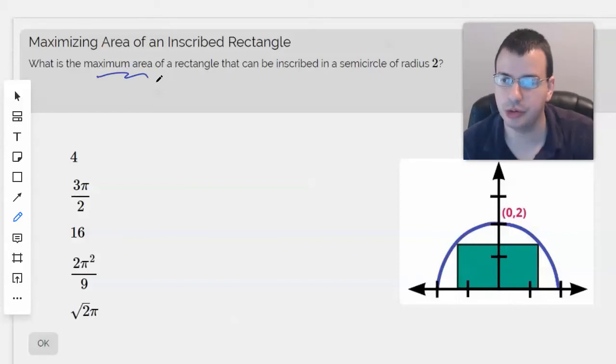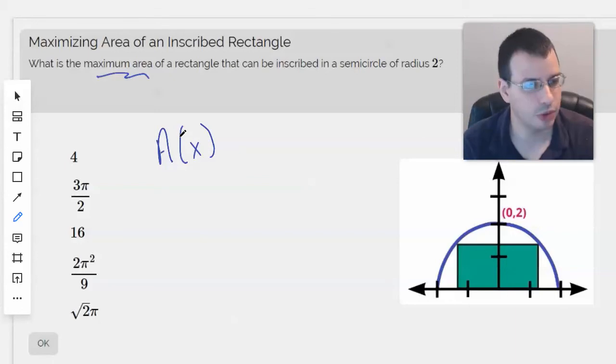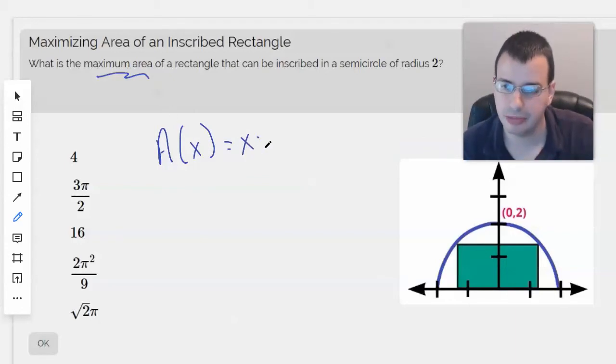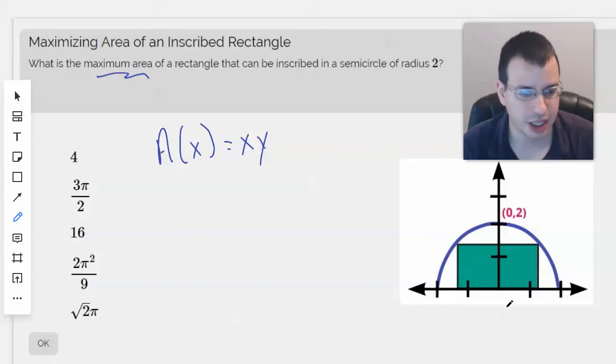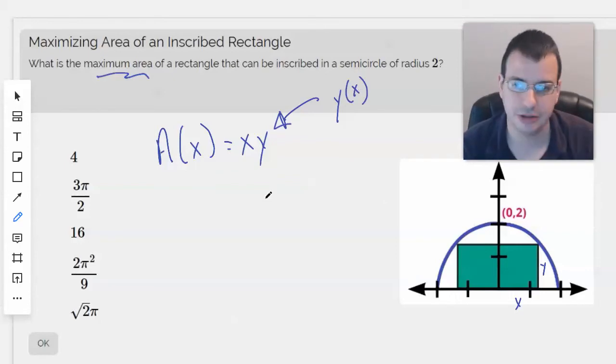So we know we want to do an area, and we want to maximize it. So we'll want it in terms of probably one variable, let's say x, and then we'll want to take the derivative of that. But for right now, we have it in terms of x and y. So we'll try and write y in terms of x. So basically this y here will be something like y of x.